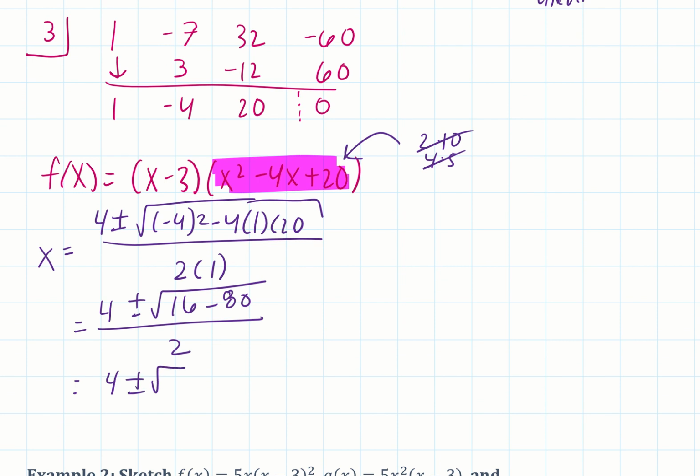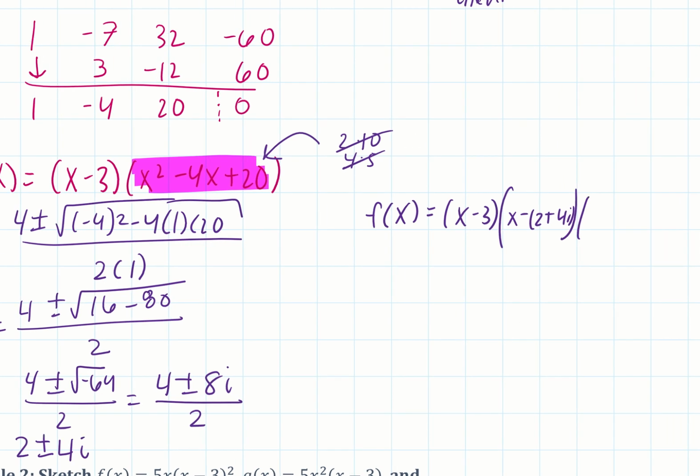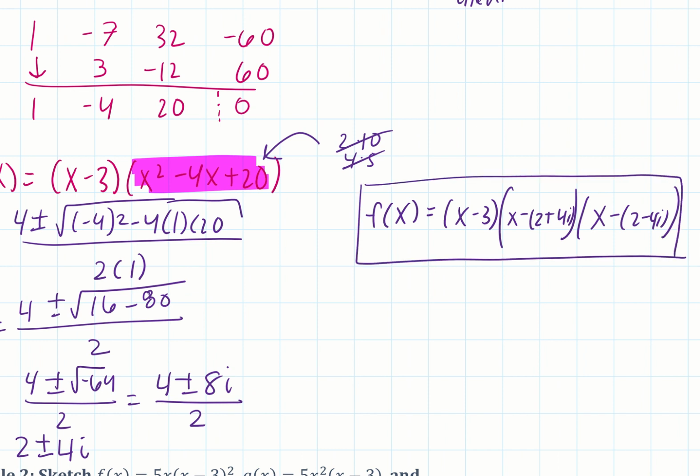So we have the square root of negative 64 all over 2, which is 2 plus or minus 4i. So in fully factored form, our function is f of x equals x minus 3 times x minus 2 plus 4i times x minus 2 minus 4i. If a is a root, x minus a is the factor. Okay, so there's our fully factored form. All of the factors are linear because they all have a power of 1 on the x's.